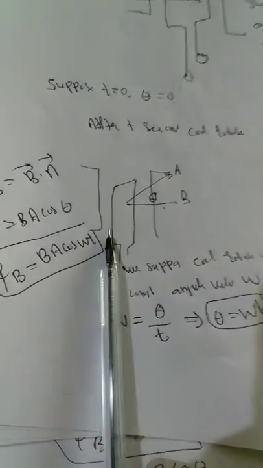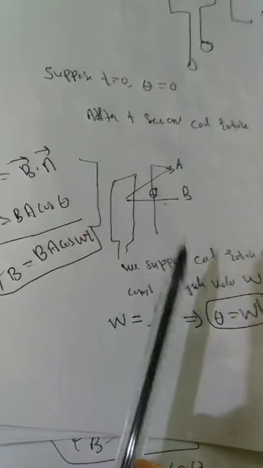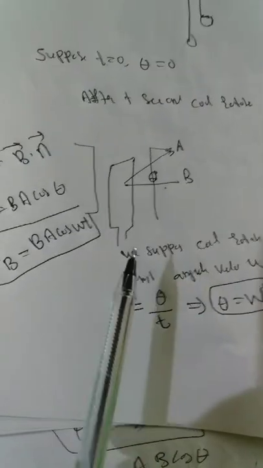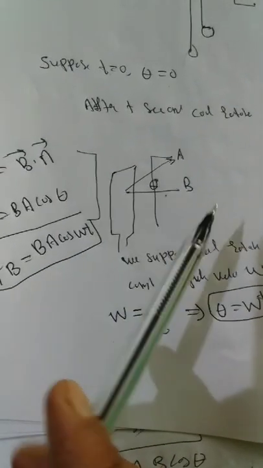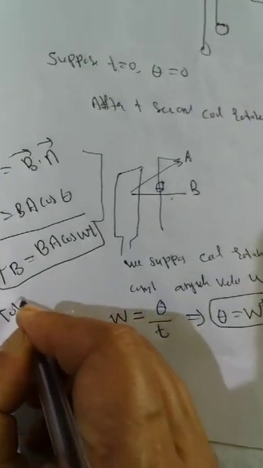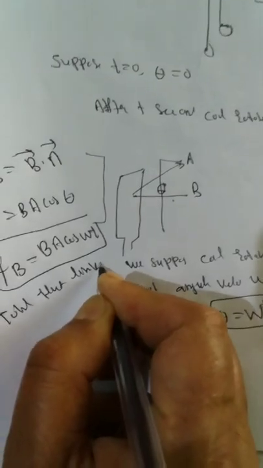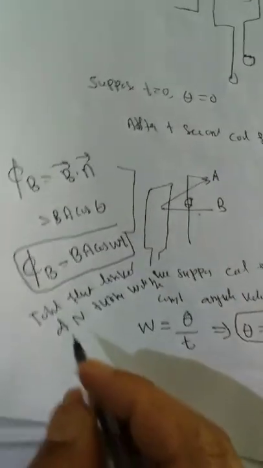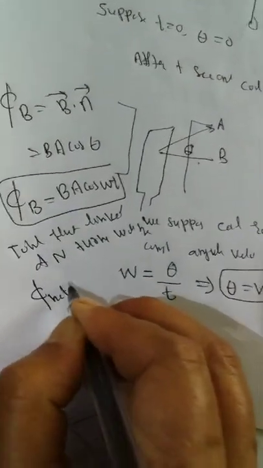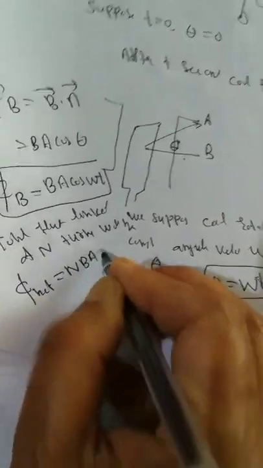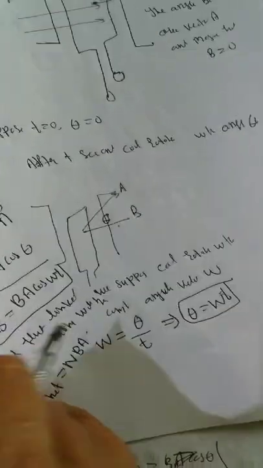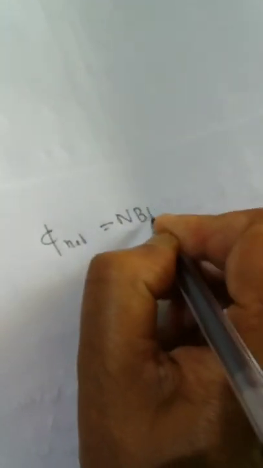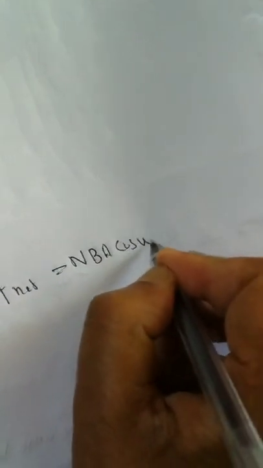Since this armature coil has plenty of turns, if the coil in the armature of a generator has N turns, then the total flux linked for N turns will be the net flux equal to N BA cos omega t. I hope you are getting this.